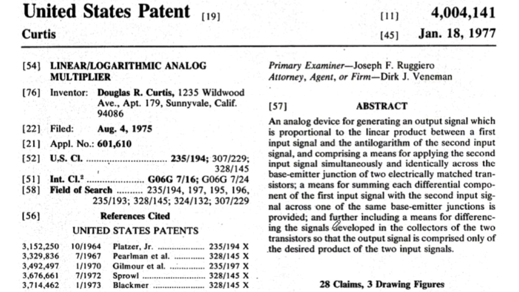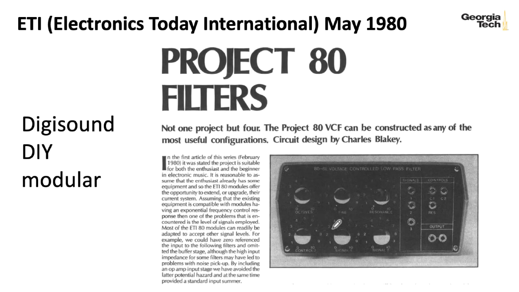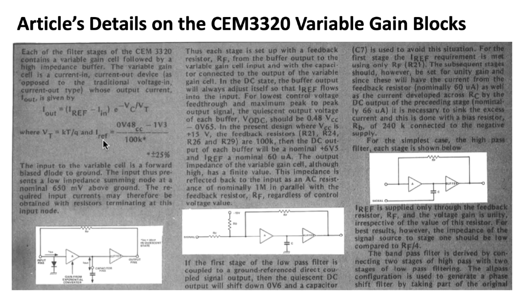Now, you can read the datasheet, but I found that the best source for information on this particular chip is actually a series of magazine articles, particularly a filter for a set of modules that was marketed under the name Digisound that was marketed to the do-it-yourself community. This is information that is in the datasheet, but it's really presented very well in this article.